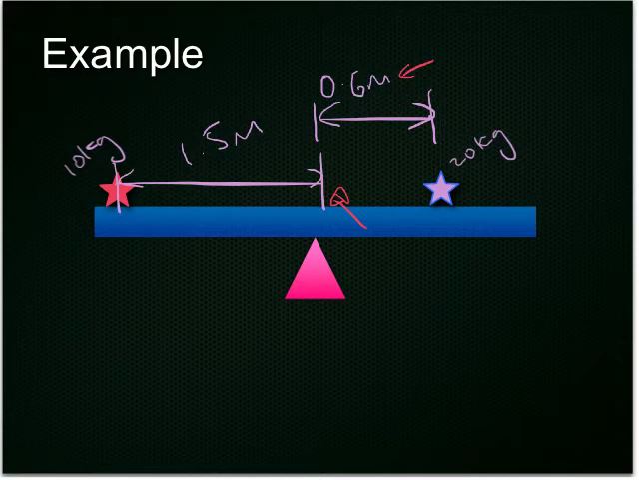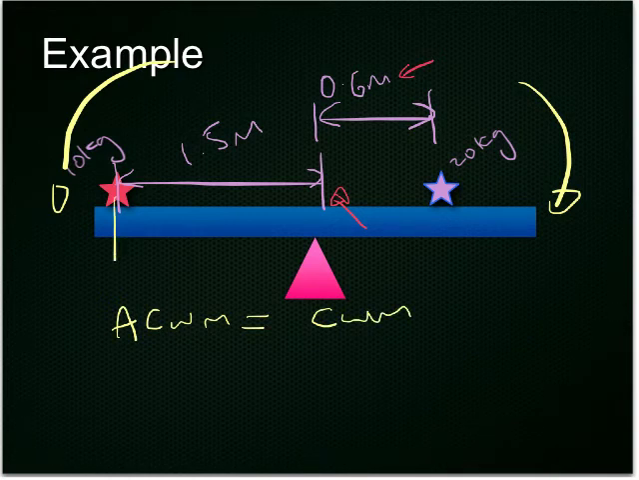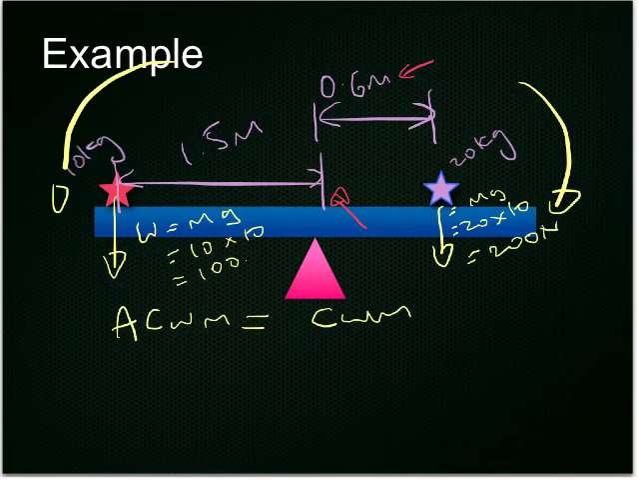So now what is the anti-clockwise moment? So that's the guy who's going around this way. It's going to be equal to the moment that way. So anti-clockwise moment is equal to the clockwise moment. The force is provided by the weight, which is equal to mg. So 10 times 10 makes 100. This guy's weight will be 20 times 10, which equals 200 newtons. So, anti-clockwise moment, 100 is the force, multiplied by 1.5 meters.